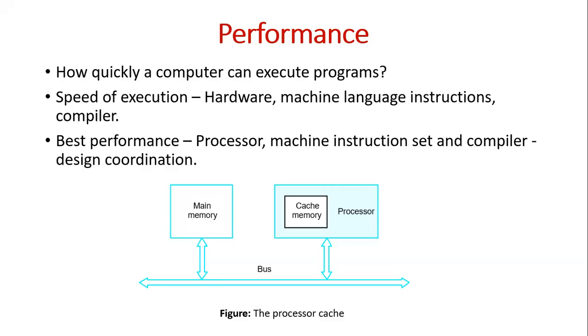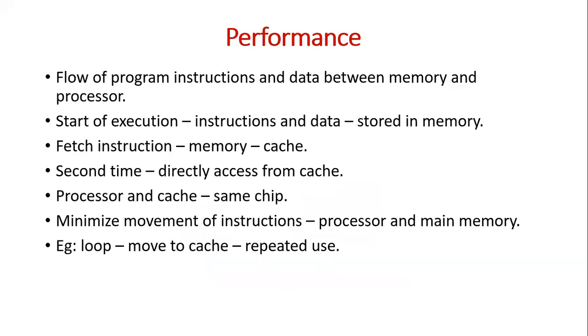The best performance will be achieved when there is a proper design coordination between all these three units: processor, machine instruction set, and compiler. When you take any program which is being executed, initially the program will be in the main memory. Then depending on the requirement, when the program is getting executed, the processor will fetch the respective instructions and data stored in the main memory one by one, and then it will keep them in the cache.